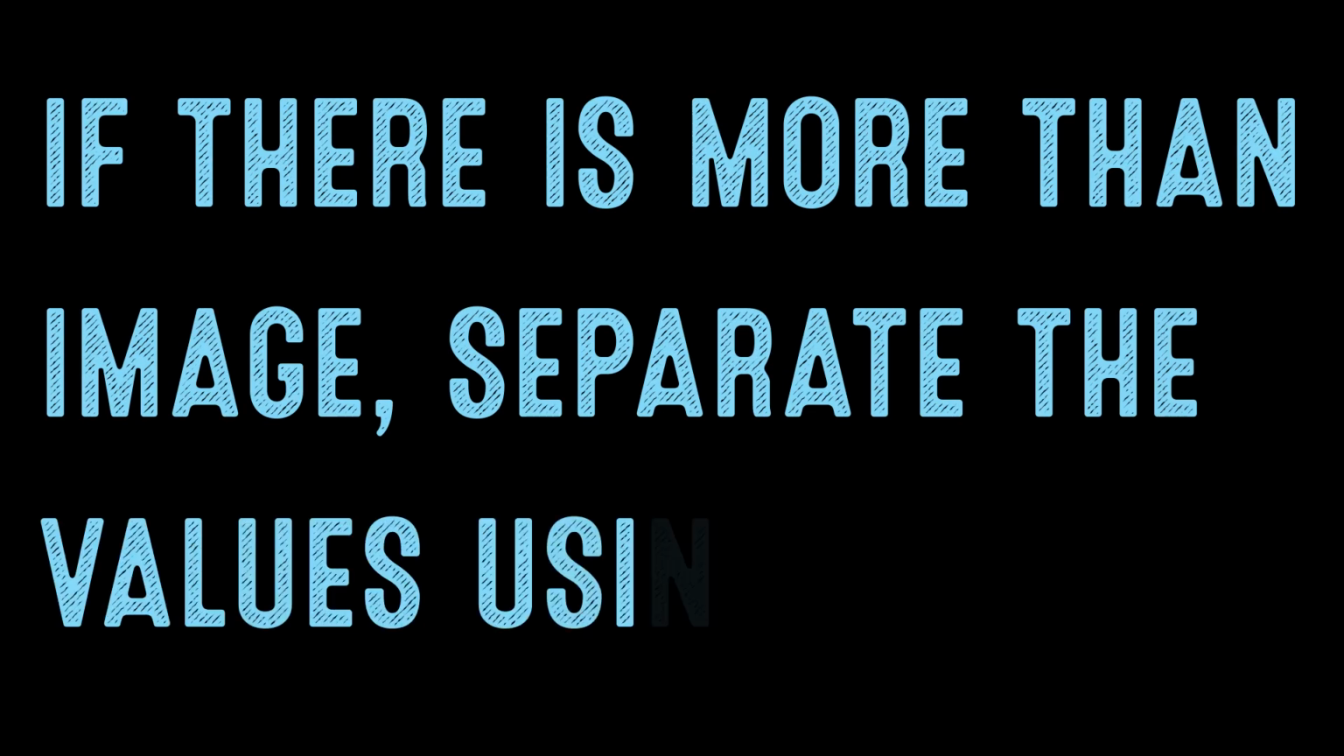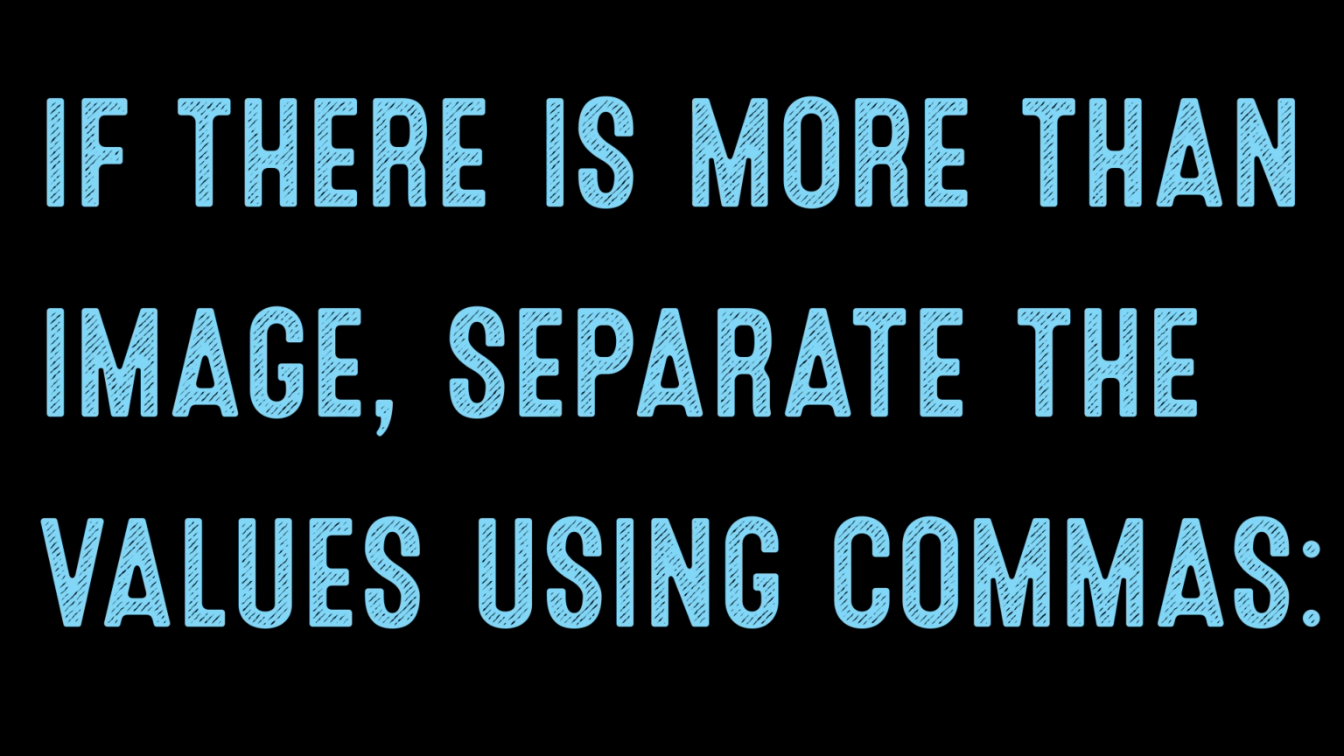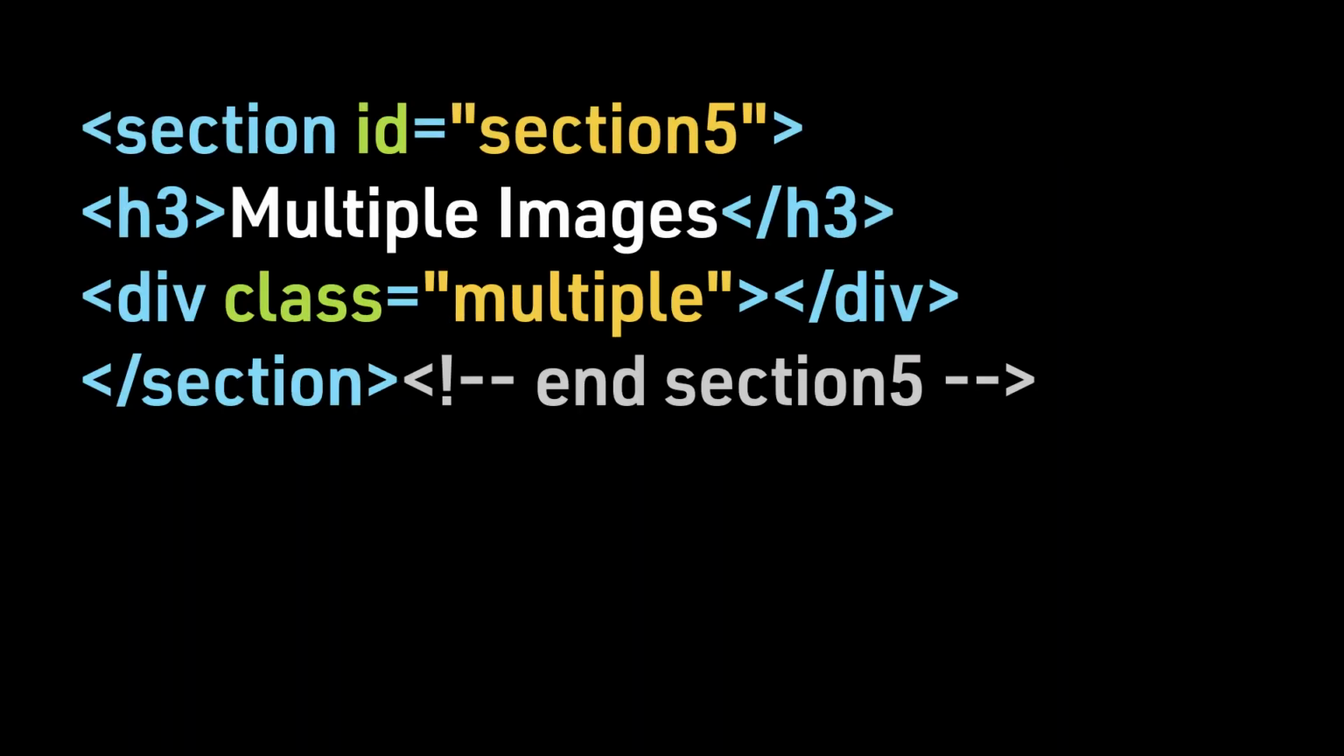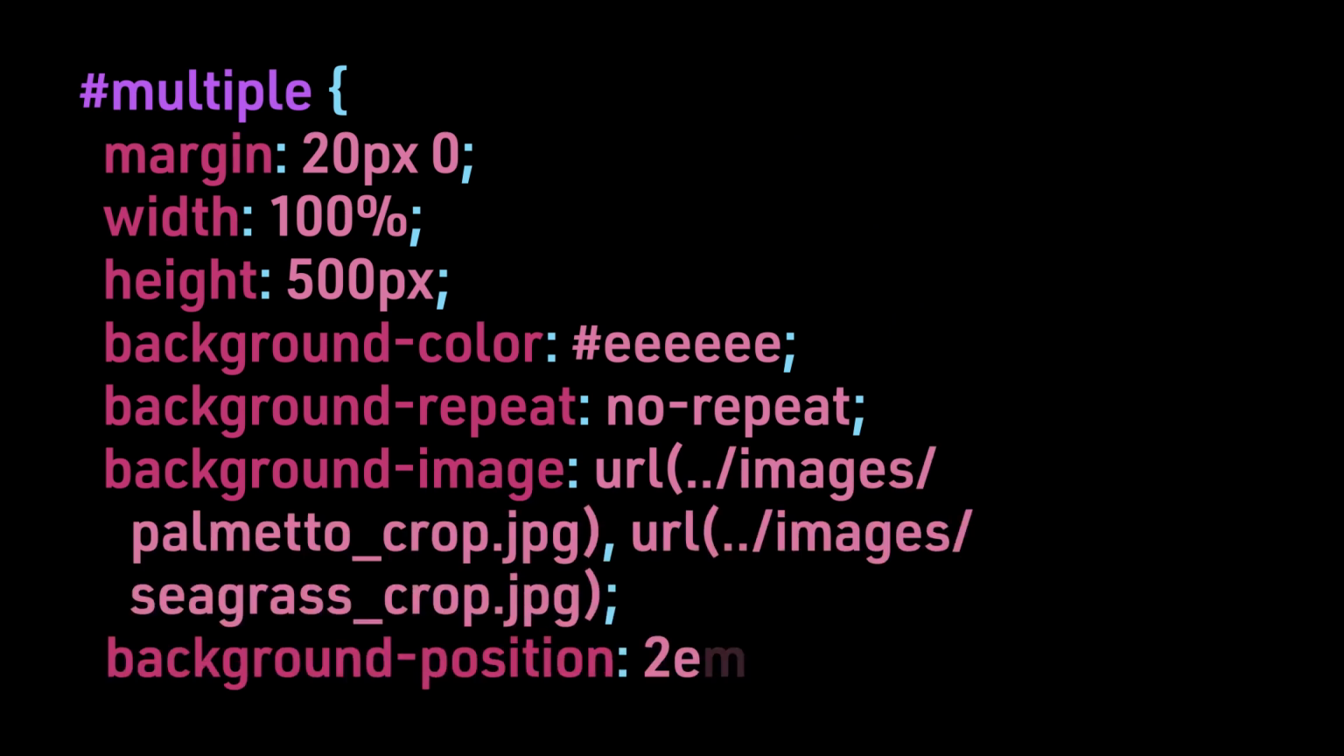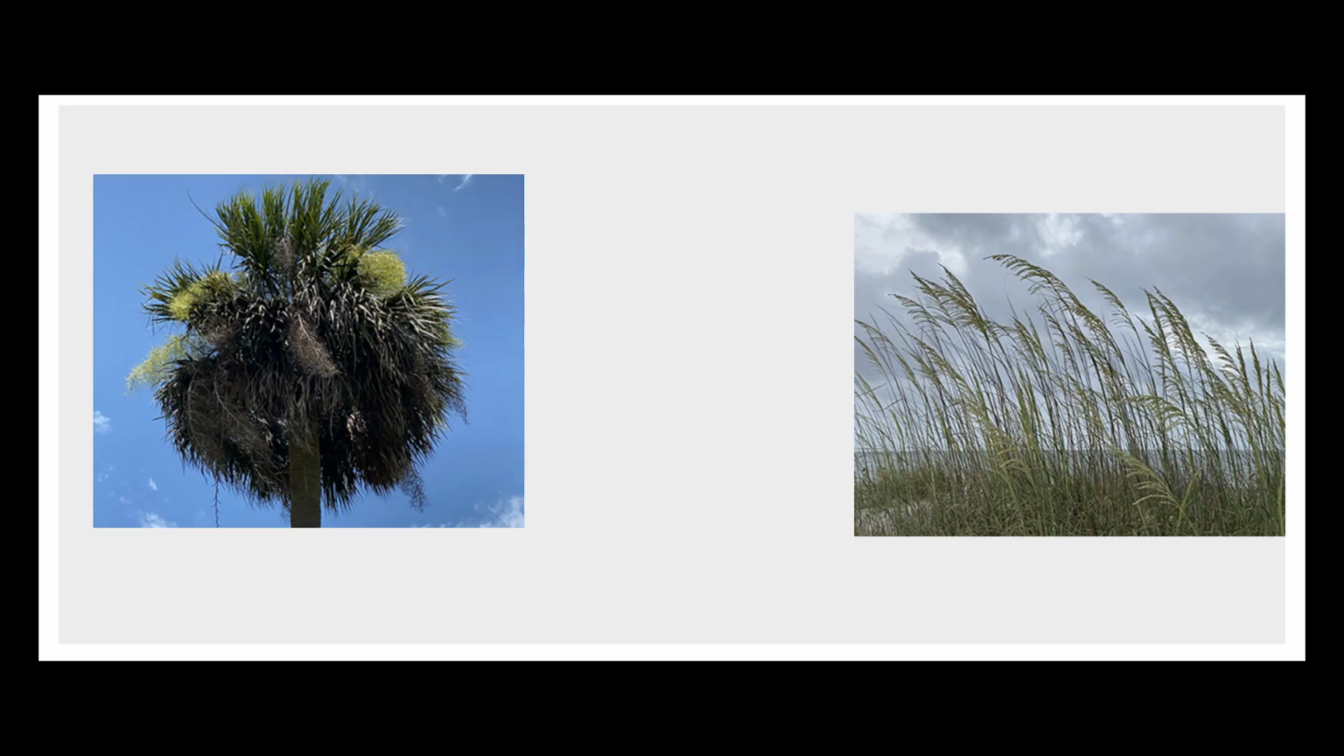If there is more than one image, separate the values using commas. background-position: 2em 4em, right. This is the HTML and the CSS has been changed to load instructions for a second image. And this is how this would look in a browser.